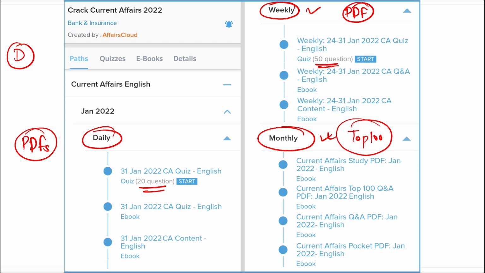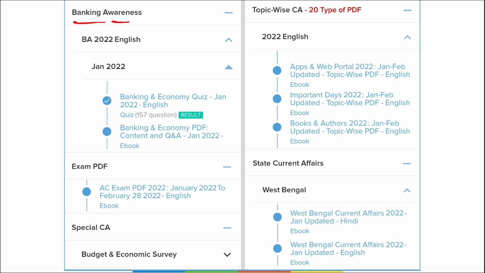Alright, apart from this, we also cover banking awareness. All the banking aspirants, those who are preparing for bank exams, will absolutely love our course because we cover almost 99.99% of the syllabus of your bank exams. Here you will see we will also provide quizzes as well as the PDFs.